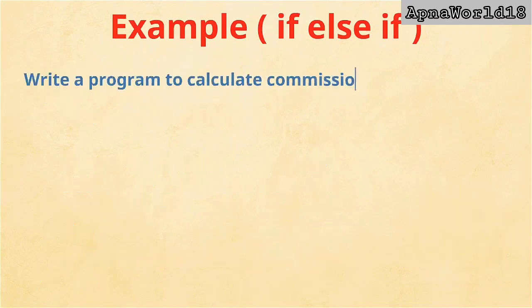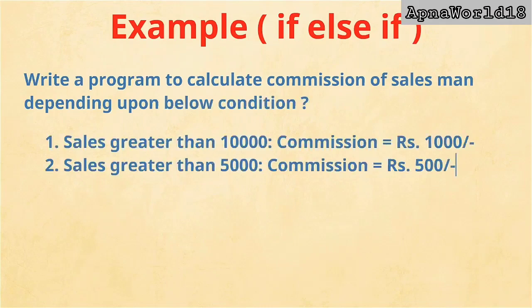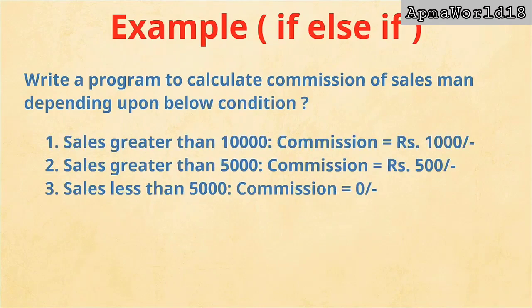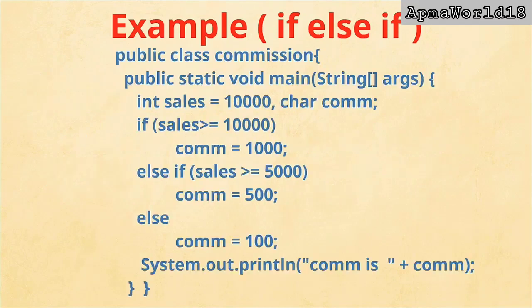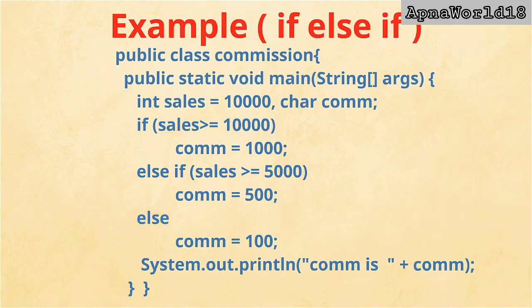Here we will write a program to calculate the commission of salesmen depending upon these three conditions. We will create an if-else if construct where in the first if we will check for the first condition, then we will check for the middle condition, and finally we will check for the last condition. Now the drawback of if-else if is that when the number of alternatives increases, the complexity of the code increases and the logic is not visible straightforwardly.